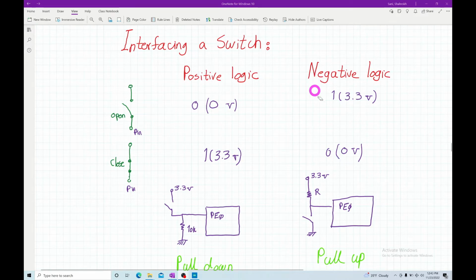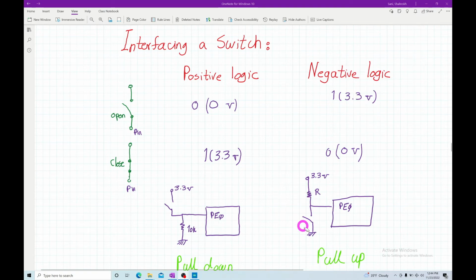If you want to implement the negative logic, you see the circuit here. If I implement this circuit and connect it to port E pin 0, whenever it is open, the 3.3 volt comes through and is connected to this. That means whenever the switch is open, the pin is 1 or 3.3 volt. Whenever you close it, it connects to the ground and changes to 0. The other technical name for negative logic is pull up. In a microcontroller, if you pull up a pin, it means you implement the negative logic.